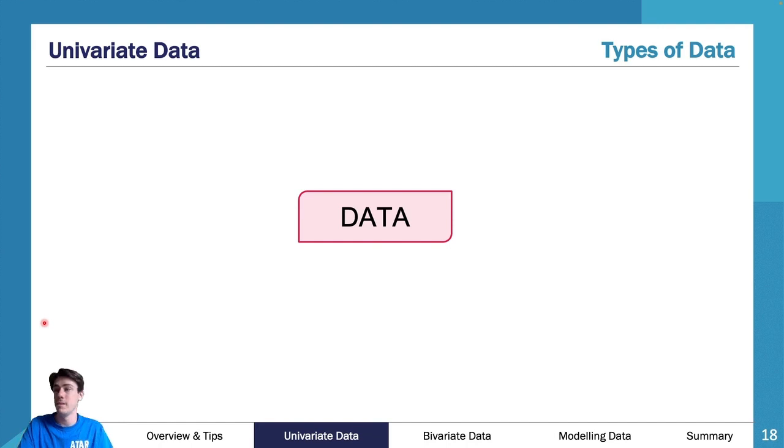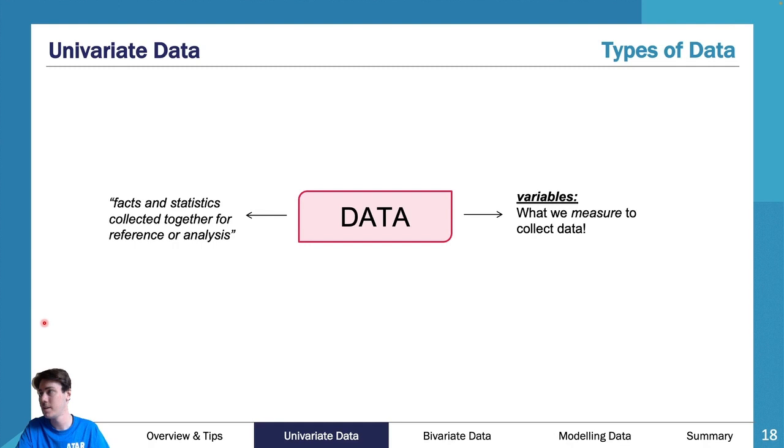So, jumping in, we start off with data. So, what is data? Data is all about facts and statistics that are collected together for reference or analysis. And then we have variables. So, what we measure to collect data. So what variables do we look at? What do we do to collect data? And how many variables? So we then look at univariate 1 versus bivariate 2.